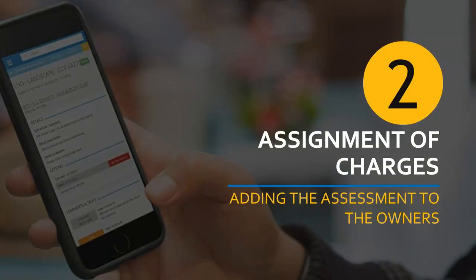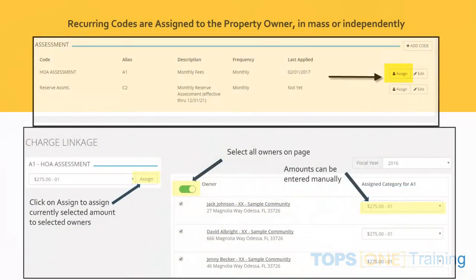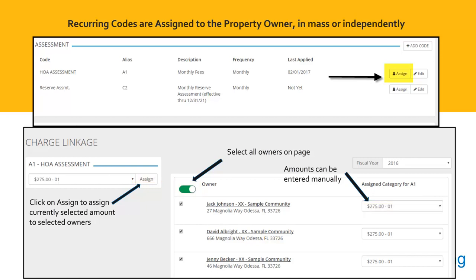Chapter 2, Assignment of Charges, adding the assessment to the owners. Only two codes have an assignment property. This is specific to assessment and special assessment.